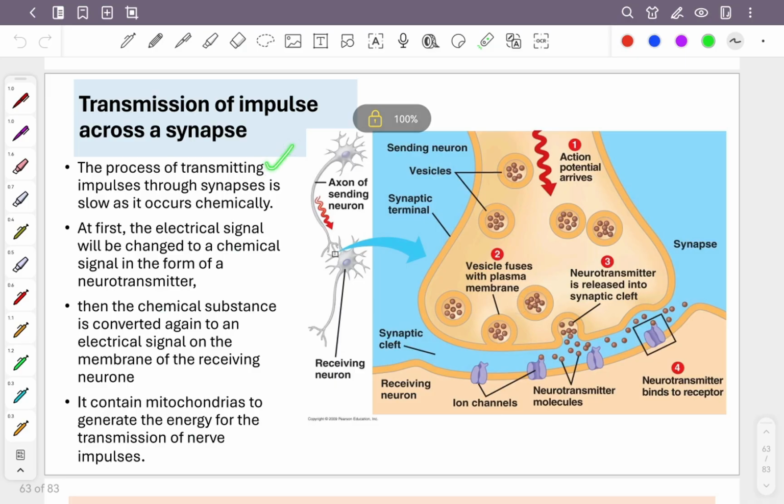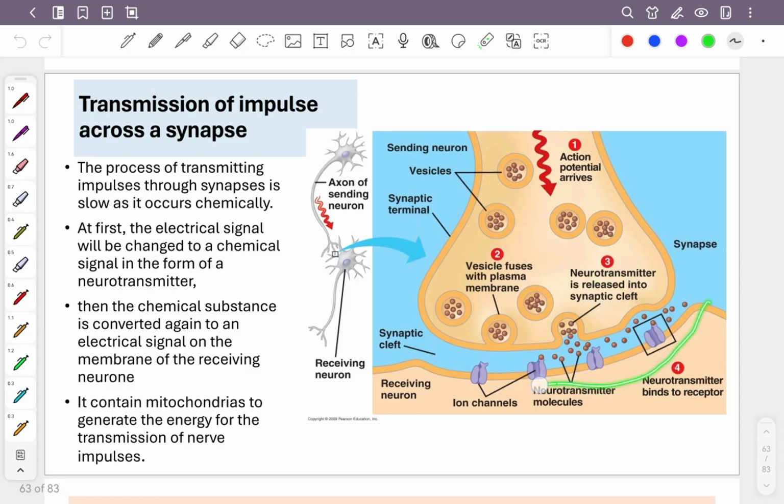So the process of transmitting impulse through the synapse is slow, and it occurs chemically because this is the one that I drew just now. At the synaptic node, there are a lot of vesicles. Okay, like a bag that contains chocolate here. The chocolate is actually the neurotransmitter. So you see, some of the vesicles can fuse with the plasma membrane of the synaptic node. Once it fuses, it's like the bag opens. So how does it happen? The content is released. The content here is the neurotransmitter. It's released into the synaptic cleft.